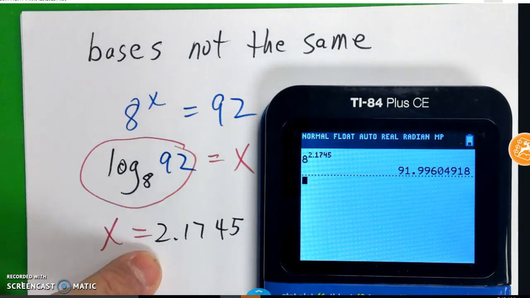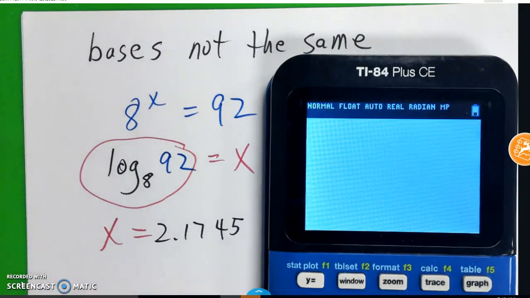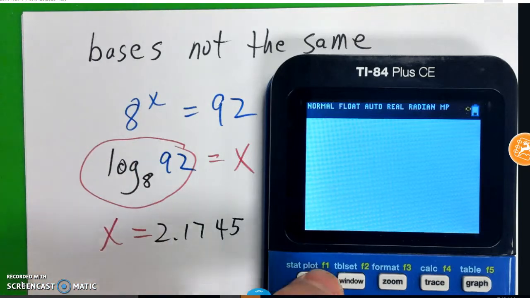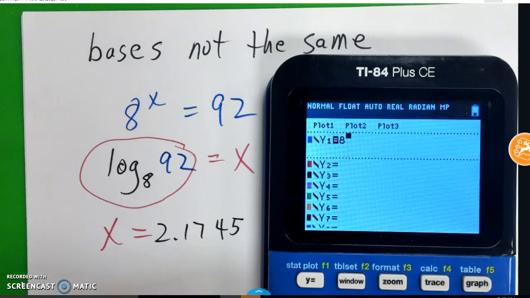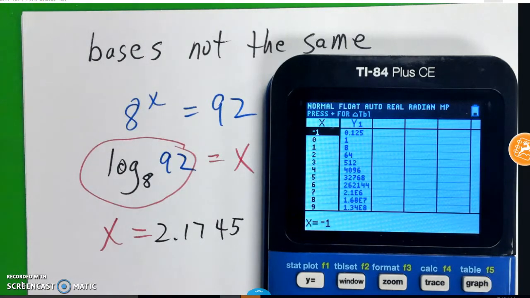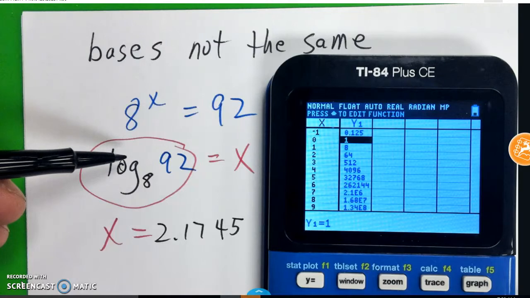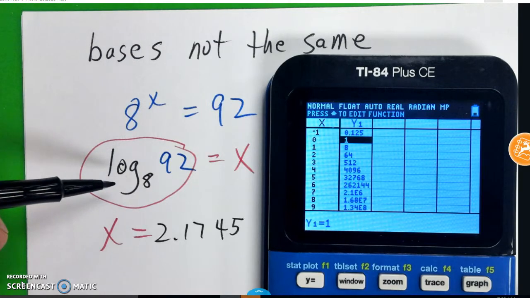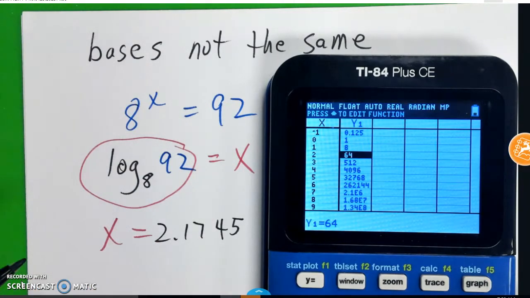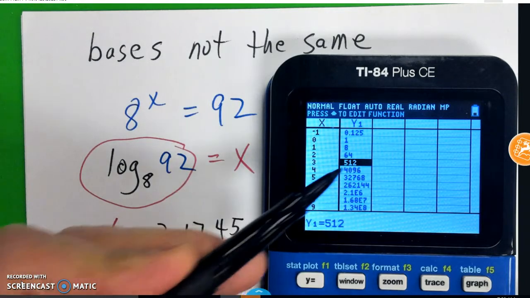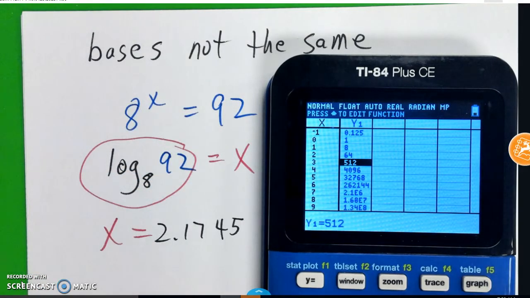Now, does an answer around 2 make sense to you? Sometimes what I do, kind of doing this backwards, is estimate the answer. If I go 8 raised to the x, and I go to my table of values, these are all the bases of 8, and this is the exponent. Apparently I better hurry up. 8 to the first power is 8, 8 to the second power is 64, 8 to the third power is 512. 92 is between 64 and 512, so I think I'm pretty good.